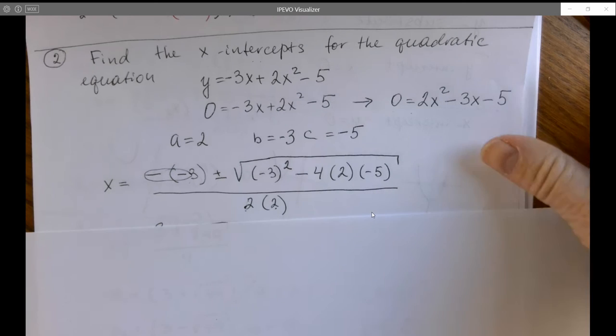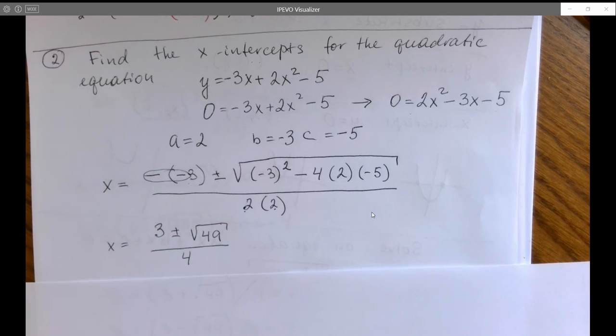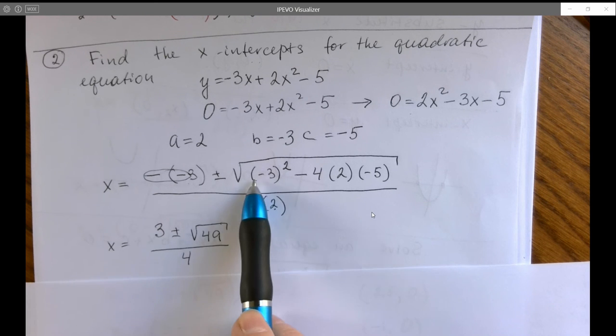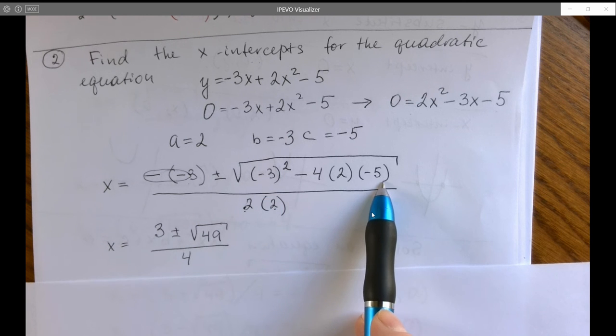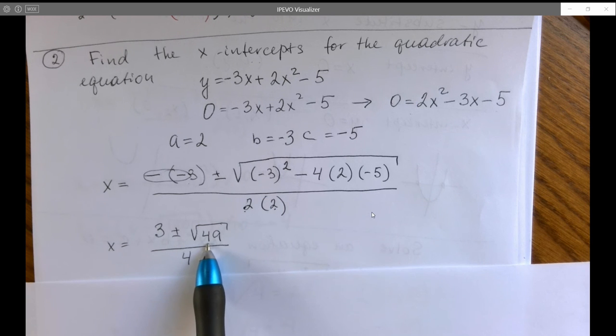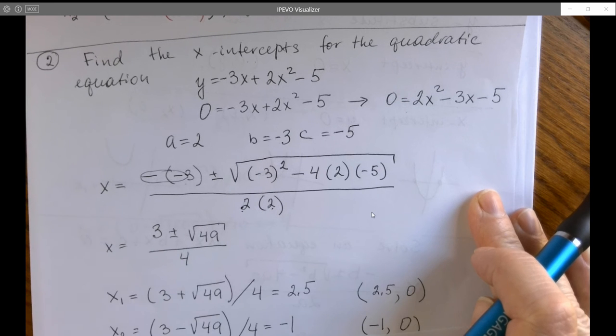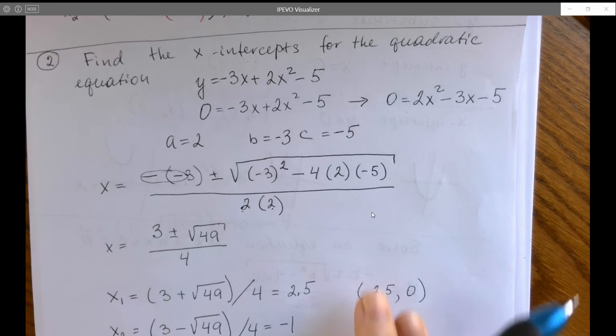Let's simplify. Negative and negative will change to positive, so it will be +3 here. You will type the expression under the radical, and it should be equal to 49. And now we're ready to calculate our solutions.